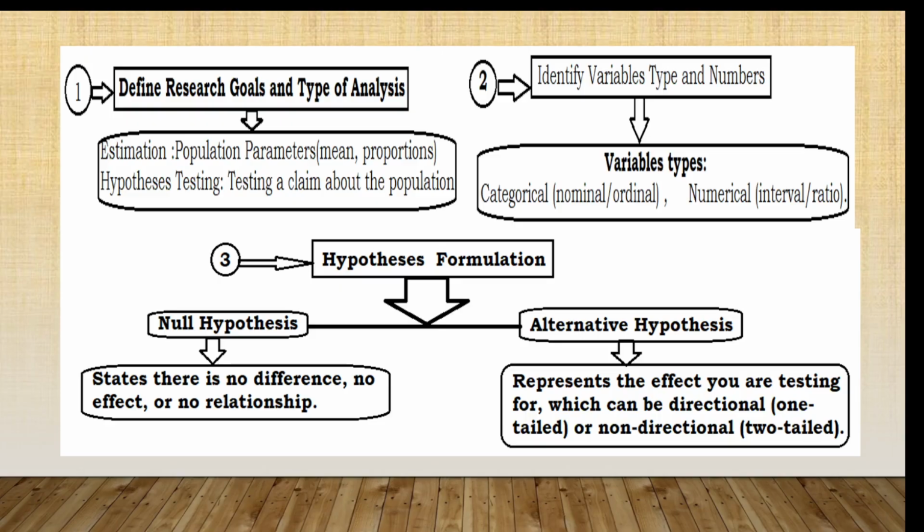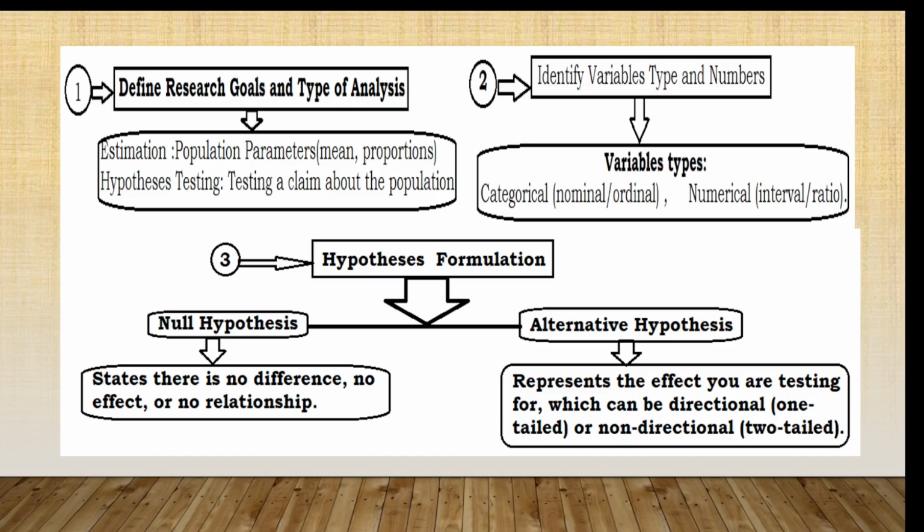We start by defining research goals and type of analysis. So here, this is a very important stage where you're going to estimate the population parameters, such as the mean and some proportions, and then your hypothesis testing. So you set a testing claim about the populations. Number two, you're going to identify your variable types and numbers. In this step, you look at whether your variables are categorical variables, such as nominal or ordinal, or numerical variables, such as the interval or ratio.